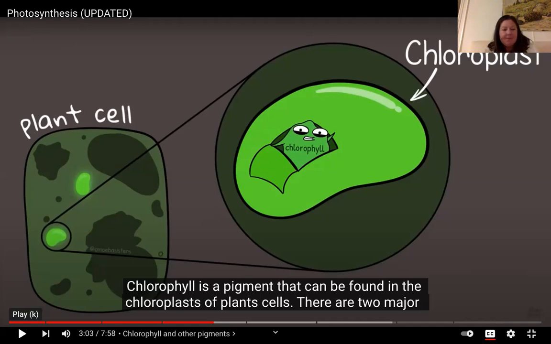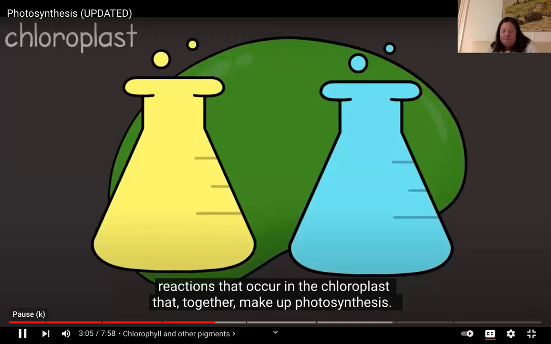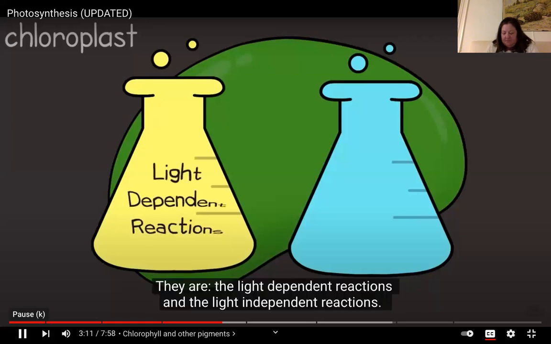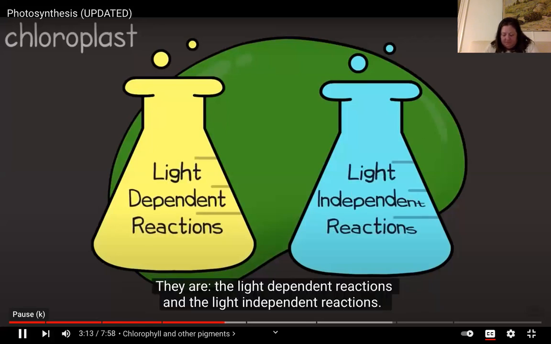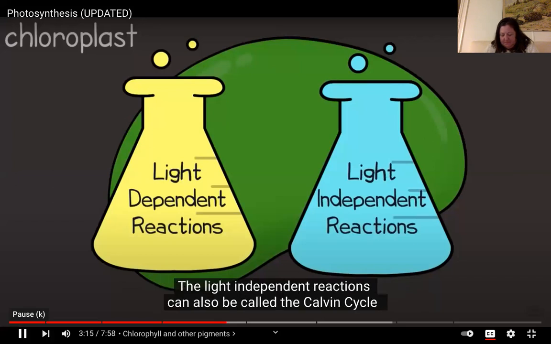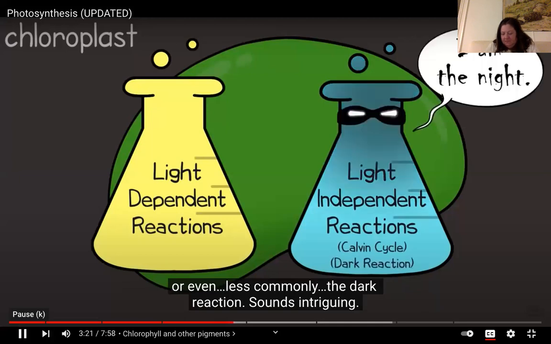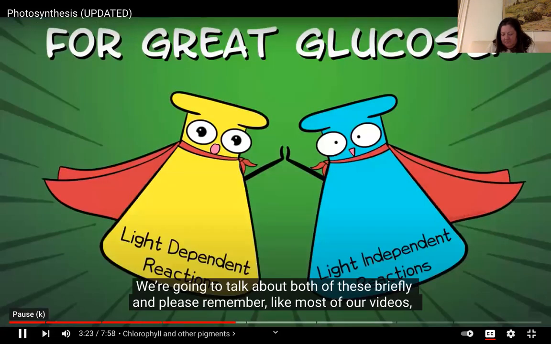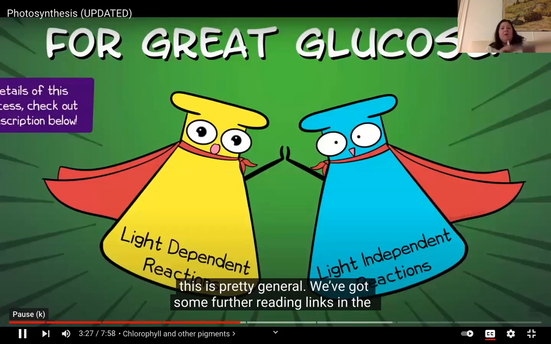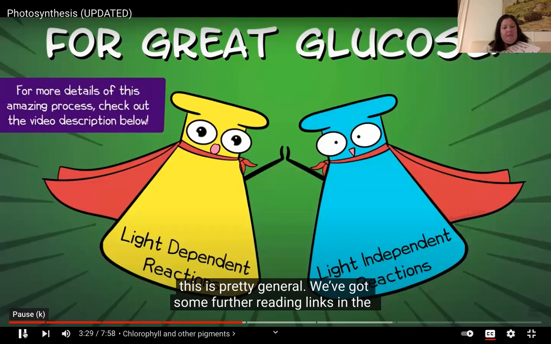Okay. There are two major processes that occur in the chloroplast that together make up photosynthesis. They are the light-dependent reactions and the light-independent reactions. The light-independent reactions can also be called the Calvin cycle, or even, less commonly, the dark reaction. We're going to talk about both of these briefly, and please remember, like most of our videos, this is pretty general. We've got some further reading links in the video.